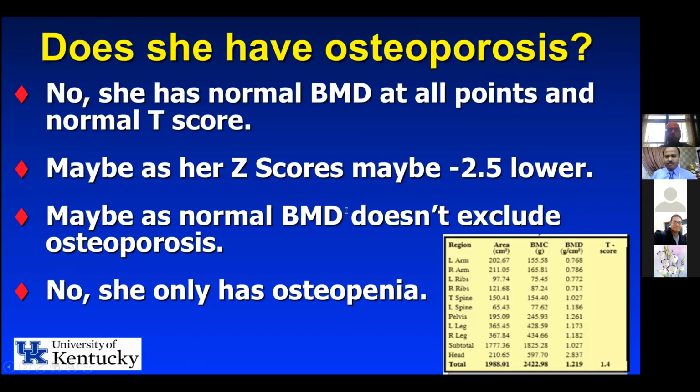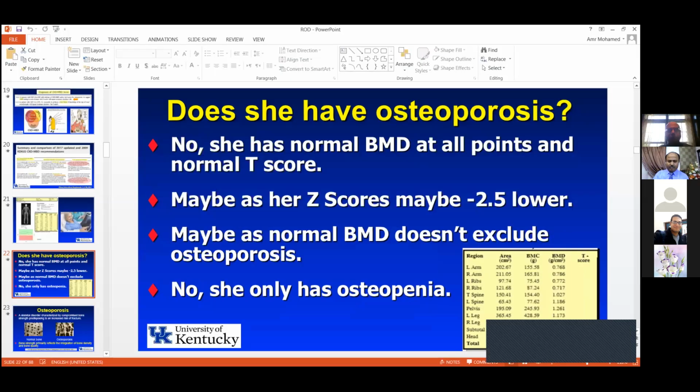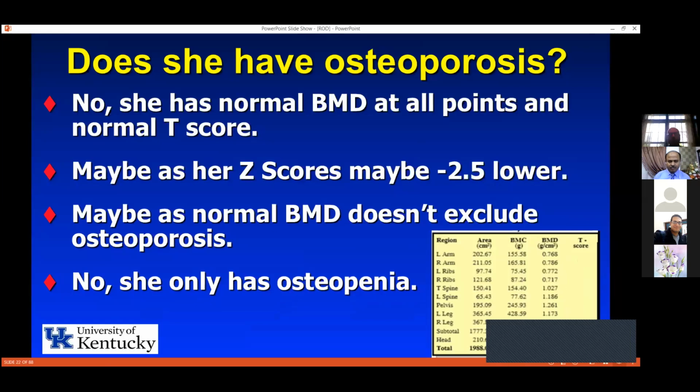T-score is different from Z-score because Z-score compares the BMD with people of the same age. So they compare this 58-year-old female with people who have around her same age. So for elderly people, usually the Z-scores are lower than the T-scores. Do you understand? Because we compare it with people of the same age or higher age, and we expect that this patient at her age or higher age will have lower BMD.